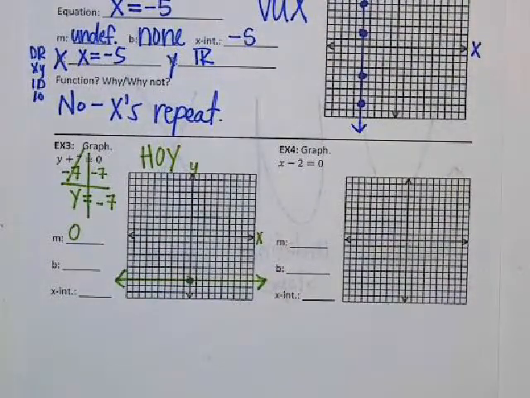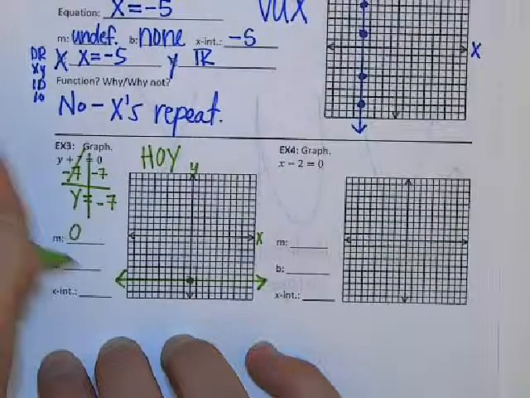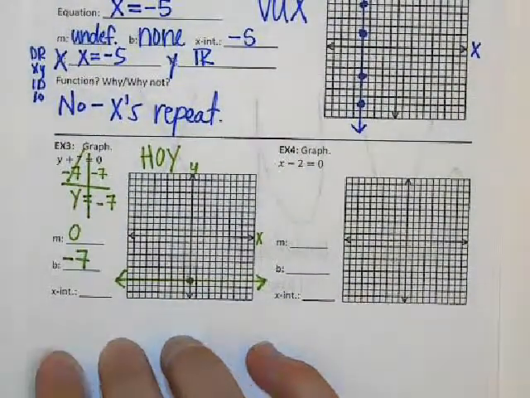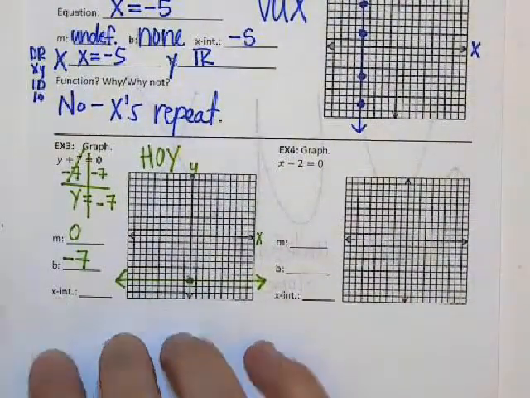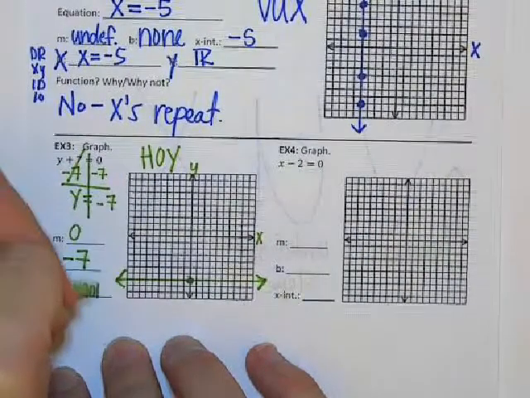Okay, B stands for y-intercept. Does it cross the y-axis? Yes, where? Negative 7. Does it cross the x-axis? No. So my x-intercept is none.